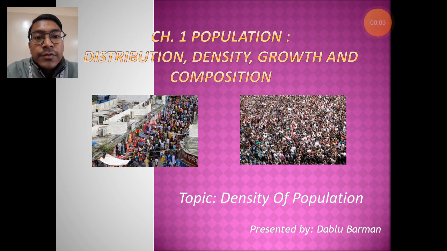I am going to discuss with you all today chapter number 1, that is population, distribution, density, growth, and composition from the book India, People and Economy. From this chapter, I have already discussed the first portion, that is the distribution of population in our country. And the topic which I have selected to discuss with you all is the density of population. So today we are going to discuss density of population.